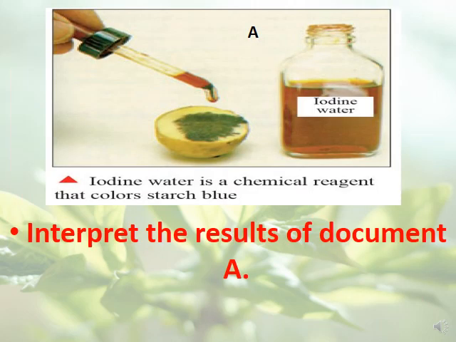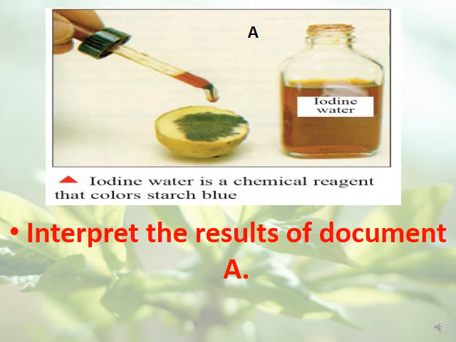For example, we have this experiment, and they ask to interpret the results of document A. Iodine water is a chemical reagent that colors starch dark blue or blue. Here we have a potato. We add to it the iodine water solution, or we do the iodine test. It is orange brown in color and it will give a blue color here in document A. Interpret the results of document A.